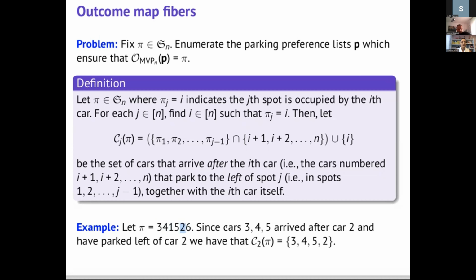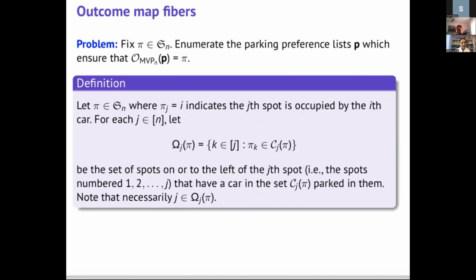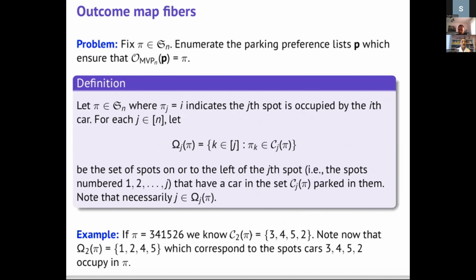So in this case, C sub 2, I identify where the 2 is. I look to the left. I keep track of the numbers that I see that are larger than it. And I put them in the set together with the number 2. So that's C sub i. I'm going to then consider omega sub i, or omega sub j. And what that is going to be is the actual indices of where those numbers appeared. So we already knew C sub 2 of pi for this particular pi is 3, 4, 5, 2. I now identify the indices. So 3 appeared at position 1, 4 at position 2, 5 at position 4, and the 2 appeared at position 5. So 1, 2, 4, 5 is this omega.